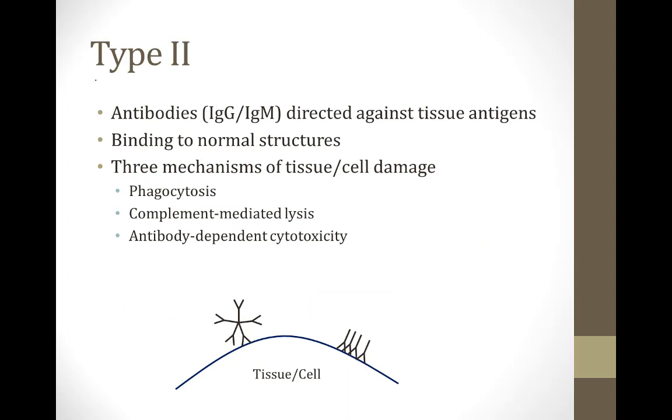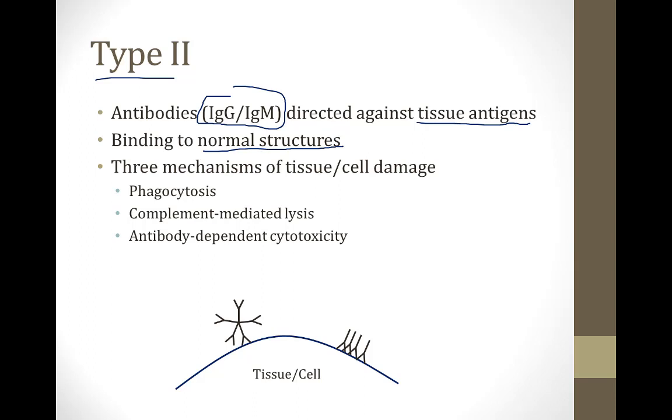Moving ahead, let's talk about the type 2 hypersensitivity reactions, and these are autoimmune disorders where antibodies attack our own cells or tissues. In type 2 hypersensitivity reactions, antibodies like IgG and IgM are directed against our own tissue antigens. They bind to and cause damage of normal structures in the body.